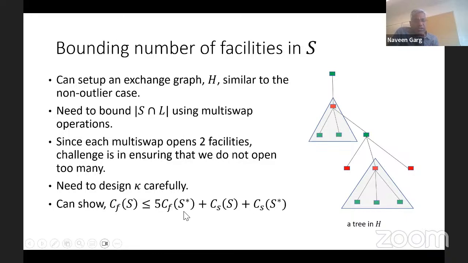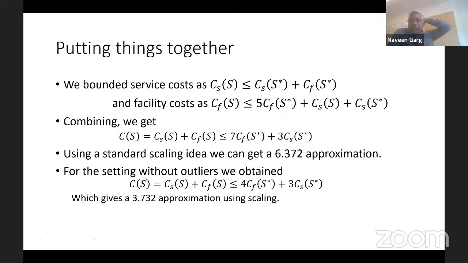Earlier, this was 2 times, and now this worsens to 5. And so, if we put all of these things together, so we bounded the service cost in this manner, the facility cost of our solution is 5 times the facility cost of the optimum solution plus the service cost of our solution plus the service. So if I add these things up, I get that the total cost of my solution is 7 times the facility cost of the optimum solution and 3 times the, right?